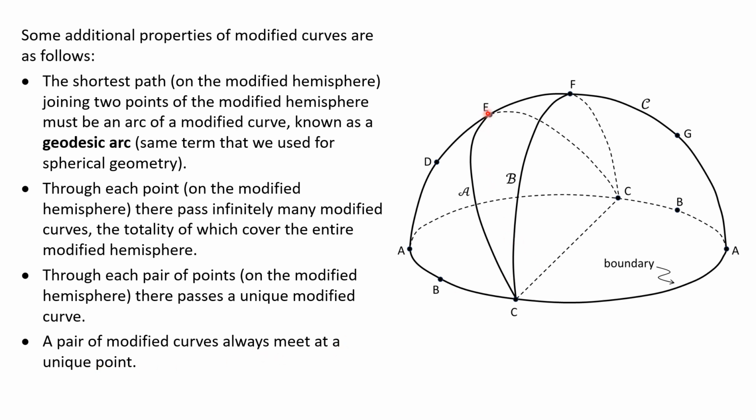We can see that for the ones that are not meeting on the boundary. For example, we have the curve here, C, going from A to A, and the curve here, B, they just meet at one point. And then the other curves, like the A and B, meet at one point because of this modification where we equated antipodal points.